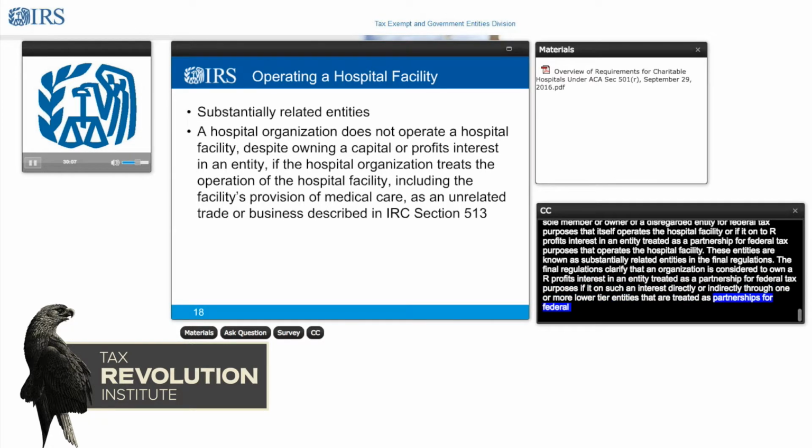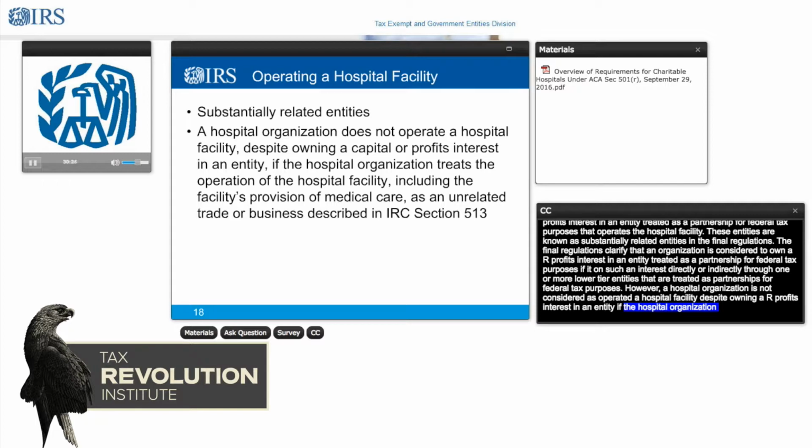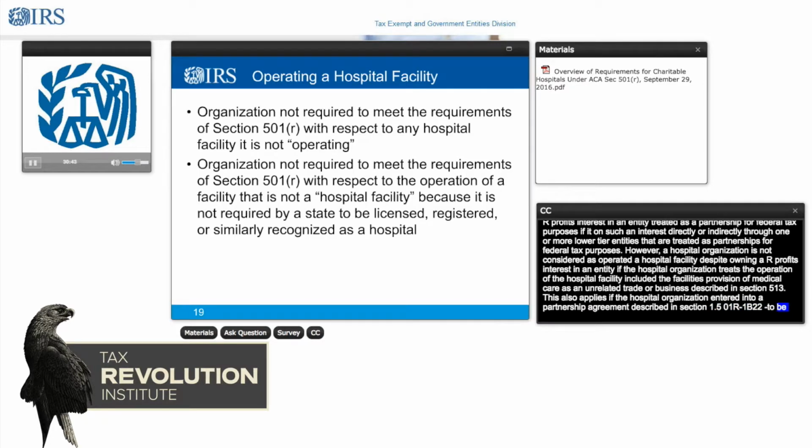However, a hospital organization is not considered as operating a hospital facility despite owning a capital or profits interest in an entity if the hospital organization treats the operation of the hospital facility, including the facility's provision of medical care, as an unrelated trade or business described in Section 513. This also applies if the hospital organization entered into a partnership agreement described in Section 1.501R-1B22(2B) before March 23, 2010, and otherwise meets the requirements of that section.